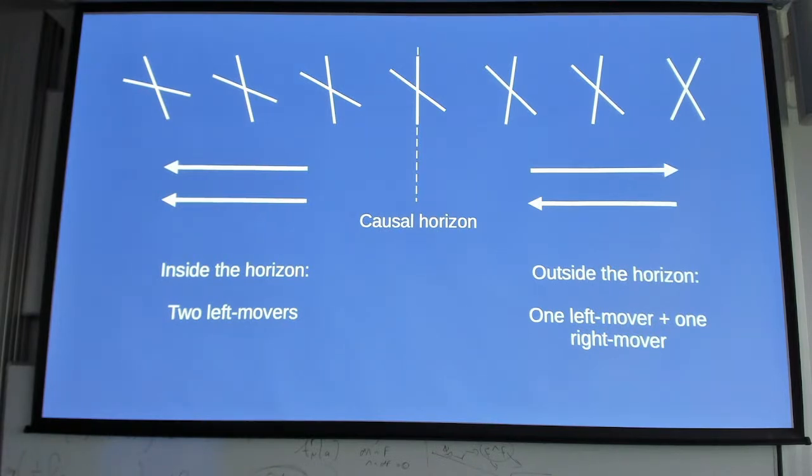Put differently, on the right, or on the outside of the horizon, you can move both to the right and to the left. Once you're stuck behind the horizon, you're forced to move to the left. So here we have a left and a right mover. Here we have two left movers.